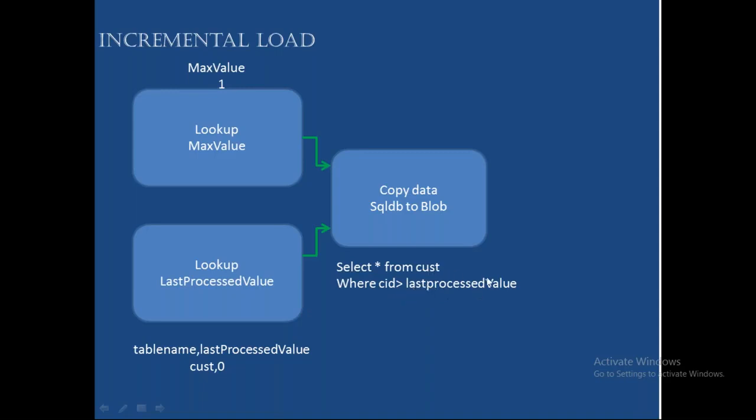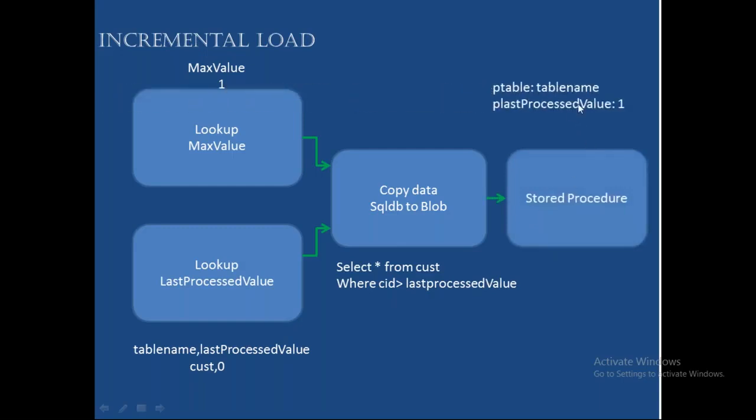That one record I will copy into the blob storage. After that, I have copied up to one record. So that one record I will update in my stored procedure. My stored procedure will take 2 arguments. Against what table you want to update this last processed value, I will pass the table name, that is custom table name I will pass here. Then the last processed value I will say 1.